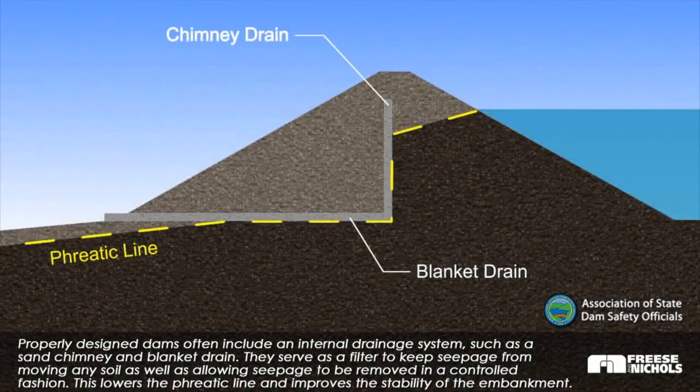Properly designed dams often include an internal drainage system, such as a sand chimney and blanket drain. They serve as a filter to keep seepage from moving any soil, as well as allowing seepage to be removed in a controlled fashion. This lowers the phreatic line and improves the stability of the embankment.